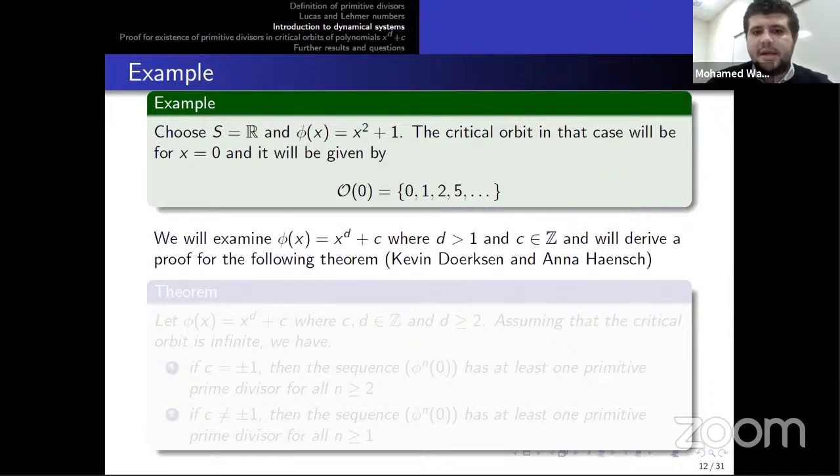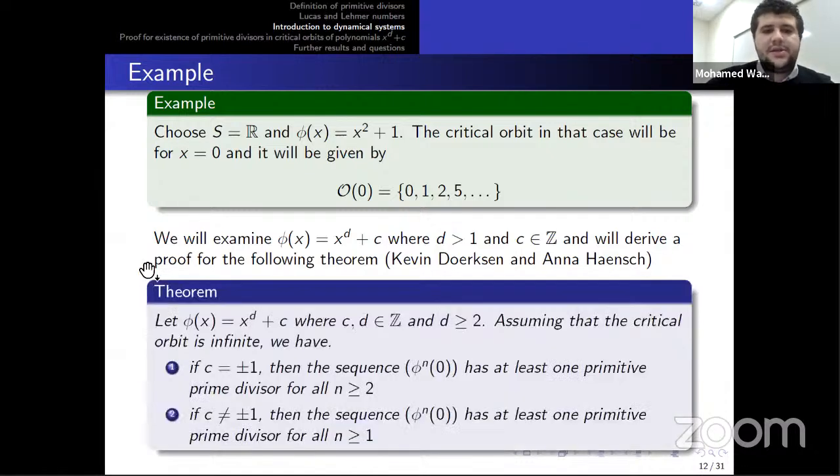Now we will examine a specific family of self-maps of a dynamical system. That is, phi of x is equal to x to the power d plus c, where d is greater than 1 and c is an integer. For this case, we will derive a proof for the following theorem, which is due to Kevin Dirksen and Anna Heinz. The theorem says, let phi of x be equal to x to the power d plus c, where c and d are integers and d is greater than or equal to 2, assuming that the critical orbit is infinite.